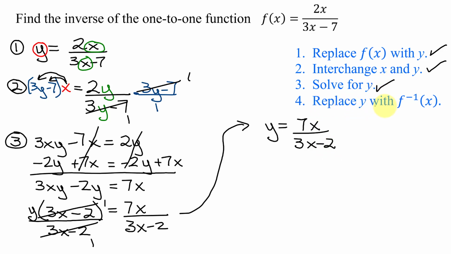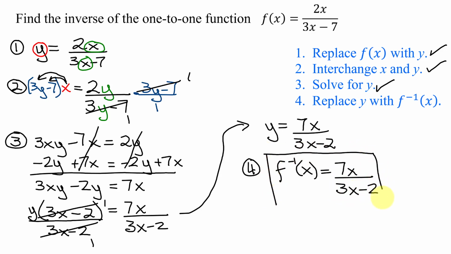Step 4 is fairly simple. All I'm going to do is replace y with the inverse function symbol, which remember is f raised to the negative 1 exponent of x. So in step 4, I'm going to have f inverse of x equals 7x divided by 3x minus 2. So that is the inverse of this one-to-one function.